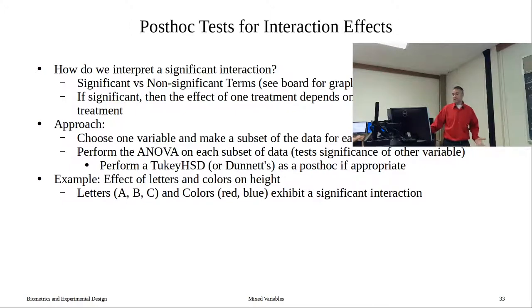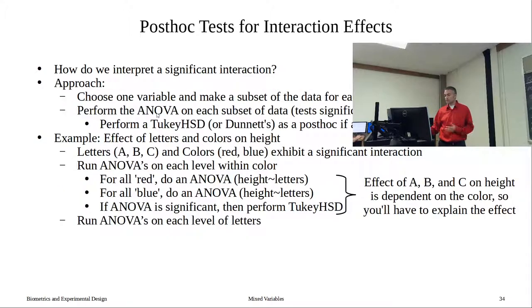We have a significant interaction. So how do we go about analyzing? Well, first, we can't do a Tukey's yet because we've got this interaction term. What we're going to do is take a subset. So first, we're going to take all of the red colors and do a regular ANOVA on that.